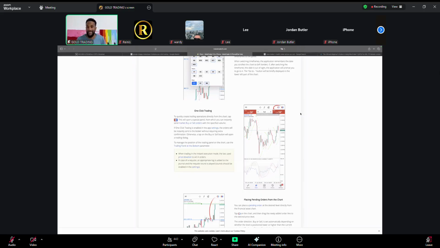But this is a tip that will enable you to enter the market very, very quickly. Okay. It's called one-click trading. So on MetaTrader 5, you find this button in the top right-hand side. Now you will see buy and sell appear. And you click and you can see the price. You're entering for a buy or you're entering for a sell.